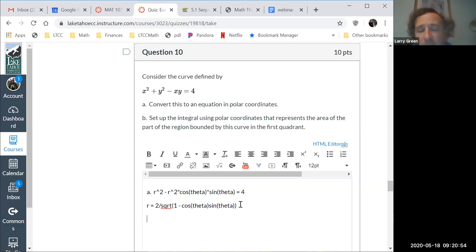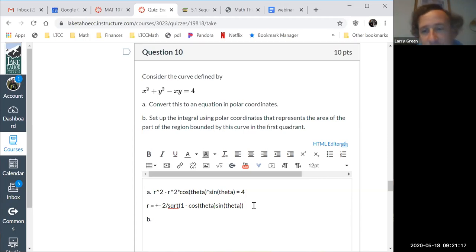Any questions on part A? Okay. And technically it's plus or minus. So if you want to write plus or minus, you can, but I didn't take any points off if you didn't write plus or minus. Okay, part B is just a formula.